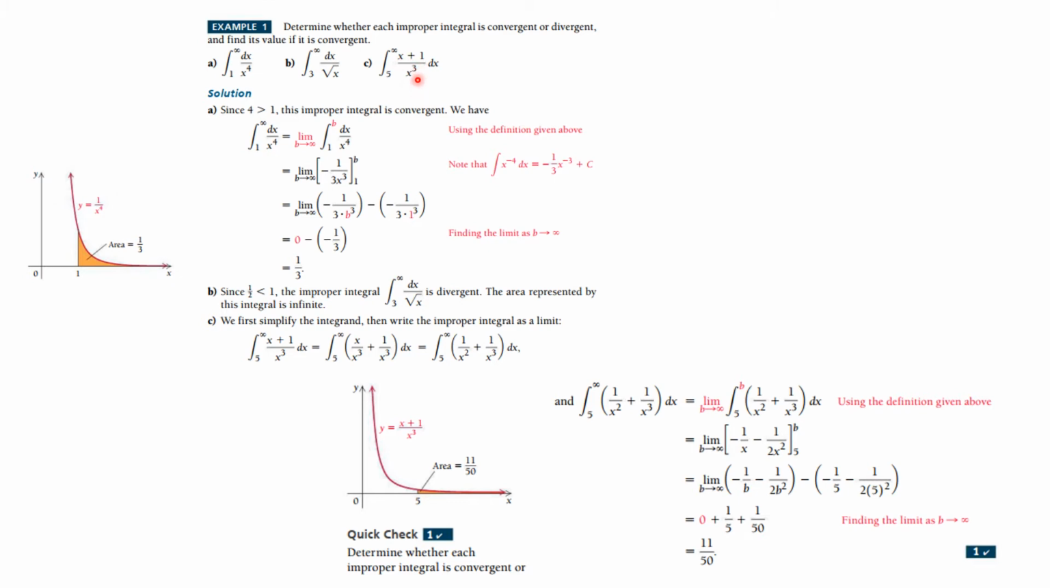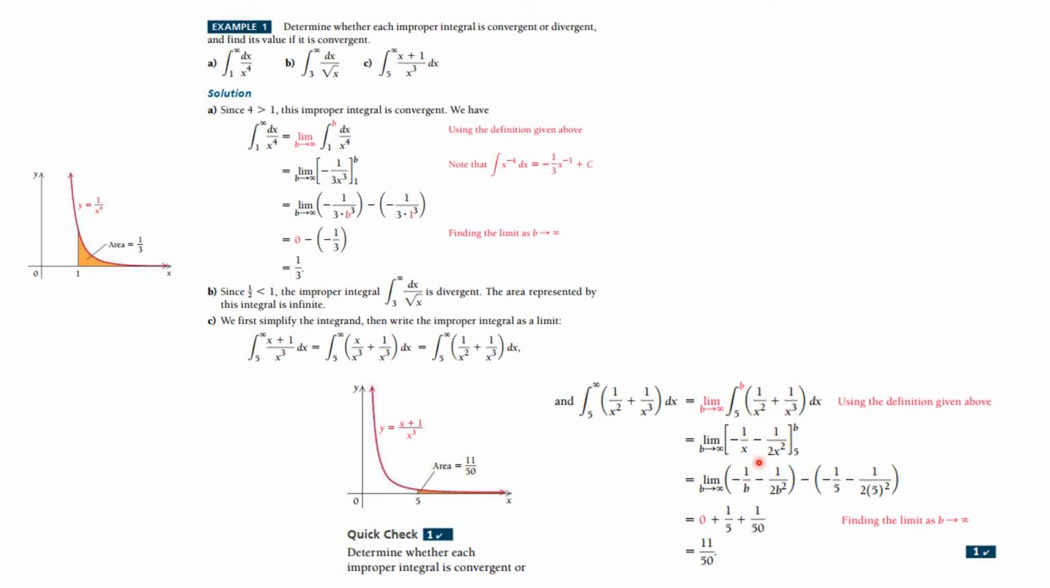And here, we actually have to do some work because we don't have it in that form. So we're going to divide this x cubed into each of those terms. The integral from 5 to infinity of this is equal to, dividing x cubed into each of those terms, 1 over x squared and 1 over x cubed. We're going to do this now term by term. This is the limit as b goes to infinity of the integral from 5 to b of 1 over x squared, 1 over x cubed.